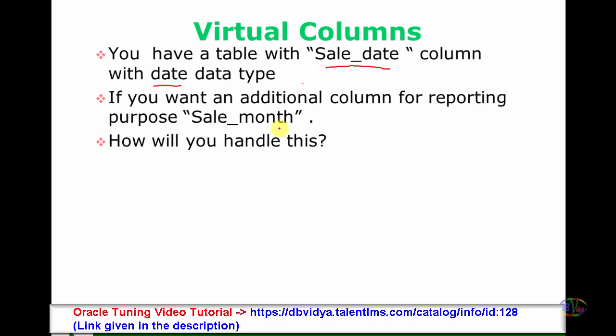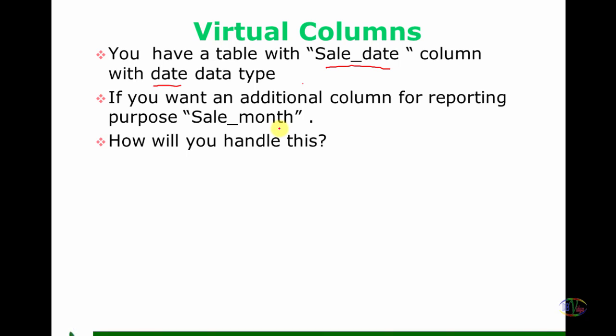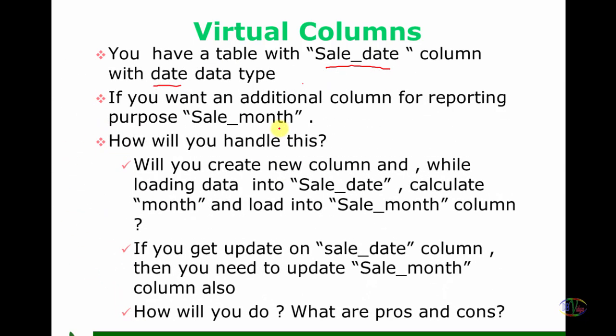So what do you do? Will you go and add one more column, or is there any other better method? What are your thoughts on this? Yeah, add another column. Adding another column? Yes. Okay, how will you populate it? So we'll create a new column. What happens while loading data into sale date? You have to calculate the month and also load it into sale month. Okay, that is one option.